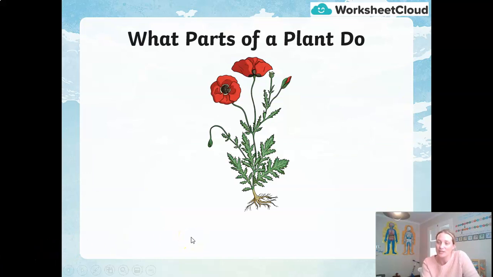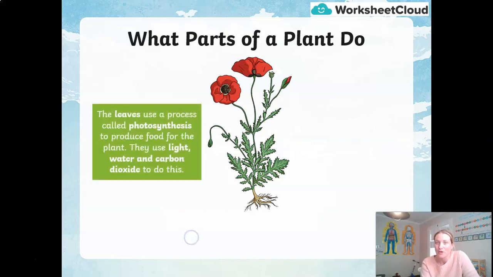So what parts of the plant do the specific jobs? Well, the leaves is where most of the photosynthesis happens. In fact, any part of the plant that is green generally photosynthesizes, but of course the leaves are the ones that collect the most sunlight. They produce food for the plant using light, water, carbon dioxide, and they throw out as a waste product oxygen, which is very good for us because that's what we as humans need in order to survive.